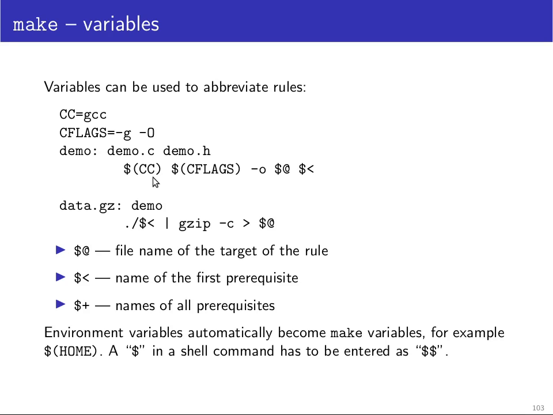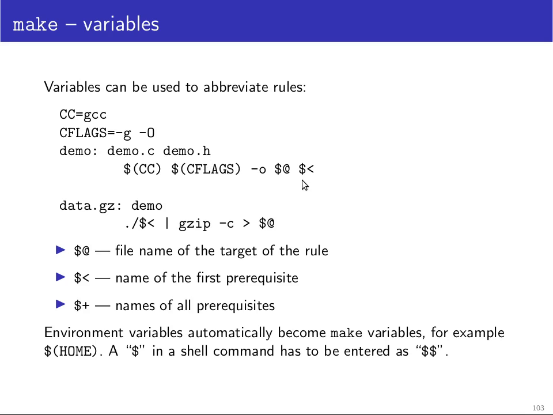But there are also automatic variables that automatically get their values set by context information from the particular rule. So if you want to refer in one of these command lines, for example, to the name of the target, you can write just $@, and that will expand in this rule here to demo. You can also refer to the name of the first prerequisite, demo.c, with $<, and you can similarly refer to the names of all prerequisites with a $+.